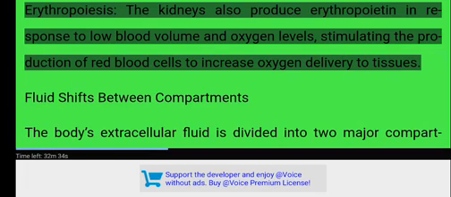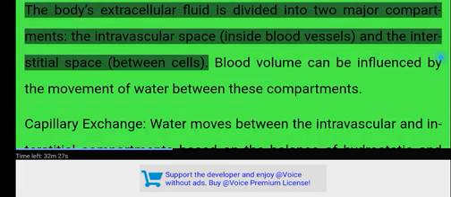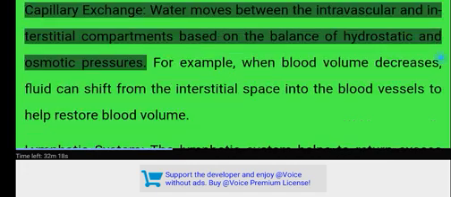Erythropoiesis. The kidneys also produce erythropoietin in response to low blood volume and oxygen levels, stimulating the production of red blood cells to increase oxygen delivery to tissues. Fluid shifts between compartments. The body's extracellular fluid is divided into two major compartments: the intravascular space inside blood vessels and the interstitial space between cells. Blood volume can be influenced by the movement of water between these compartments.